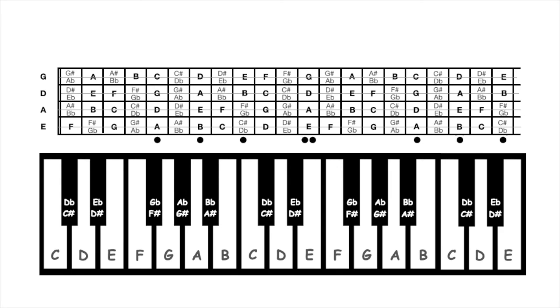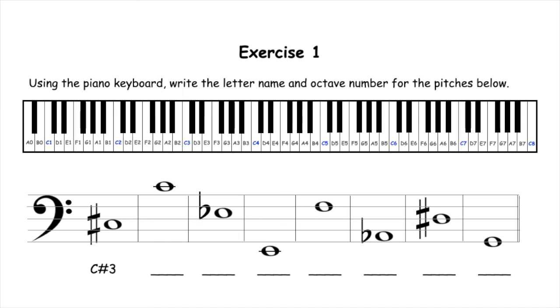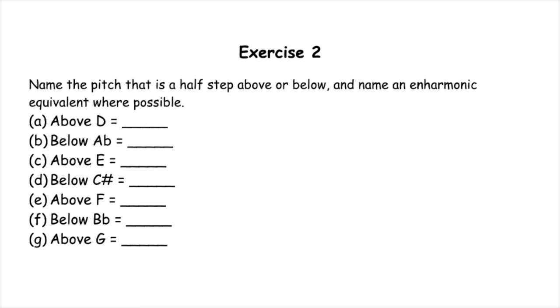Exercise 1. Using the piano keyboard to help you, write the letter name and octave number for the pitches below. The first one is done for you. Exercise 2. Name the pitch that is a half step above or below, and name an enharmonic equivalent where possible. The first one is done for you. The pitch that is a half step above D is D sharp, or E flat, the enharmonic pitch.